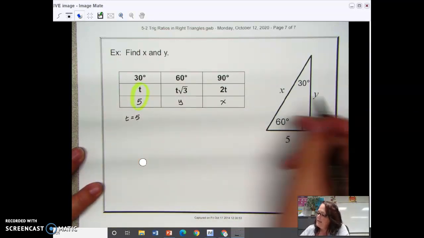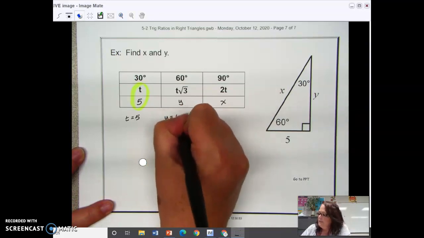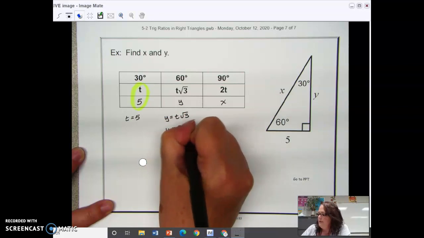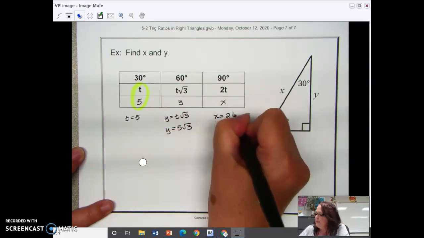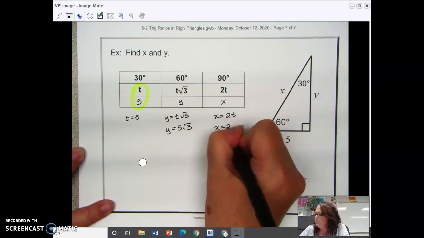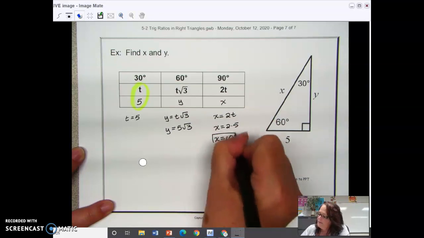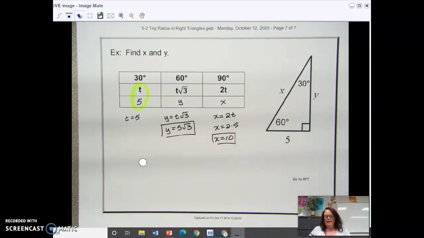So that means that when I do T root 3, Y is going to be equal to T root 3. And so that means Y is 5 root 3. And then X is going to be 2 times T. So that means X is going to be 2 times 5. And 2 times 5 makes 10. So those are the two values that I was looking for.